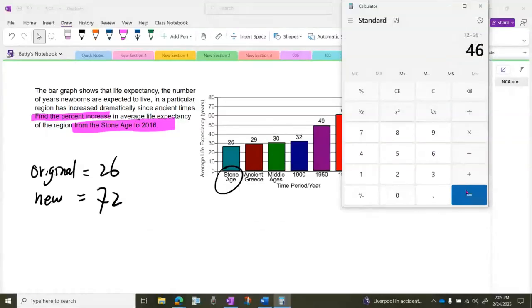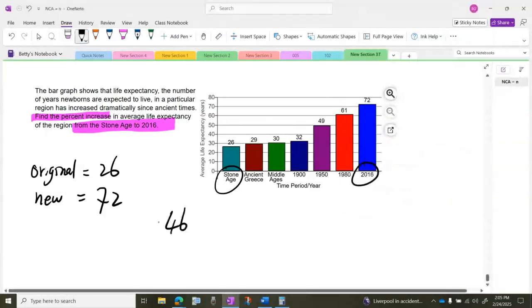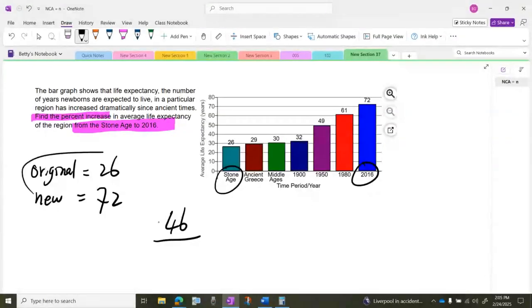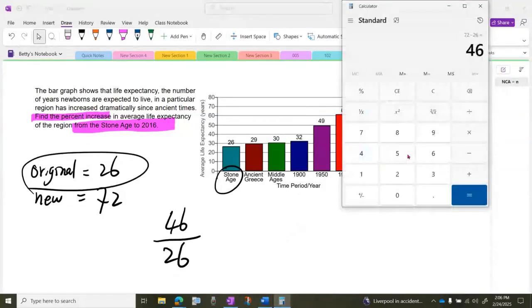Oh, 46. It has gone up 46, right? And your answer is not 46. You are looking for percent increase. You are comparing this increase amount with what? The original. Compare with the original. So you're going to divide by 26, the original. And then multiply by 100.